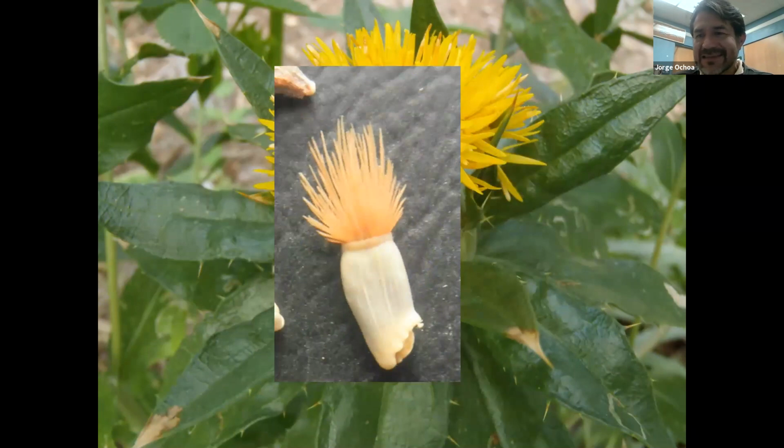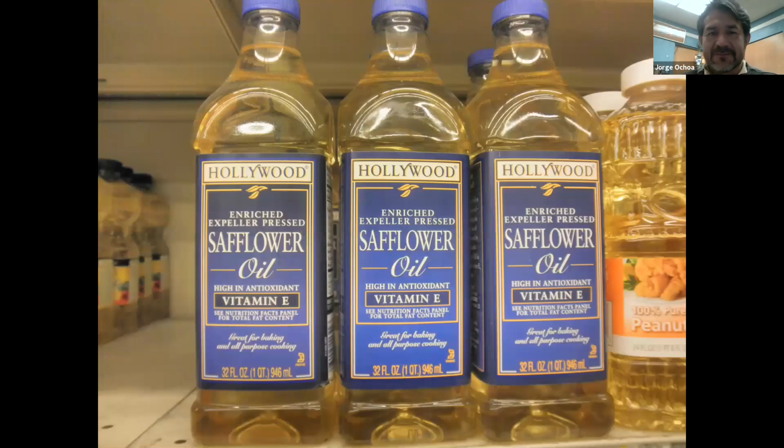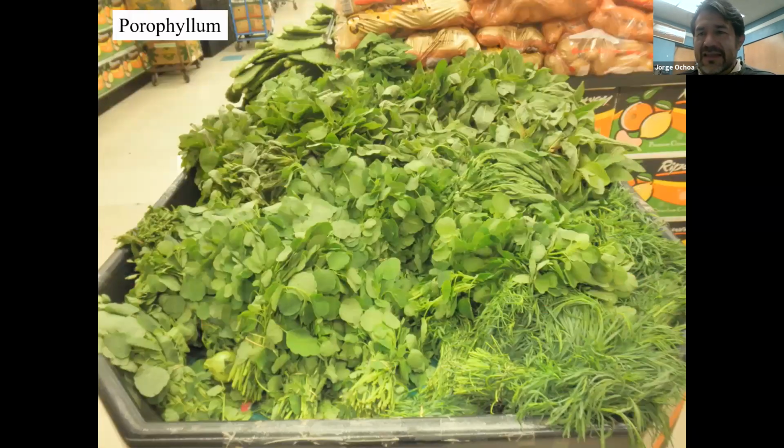And then here's the seeds, and it is from the seeds that they extract the safflower oil for watching your waistline, or helping thin out your waistline. And here's just some of the oils. So it's been sold for cooking. But that's another use.